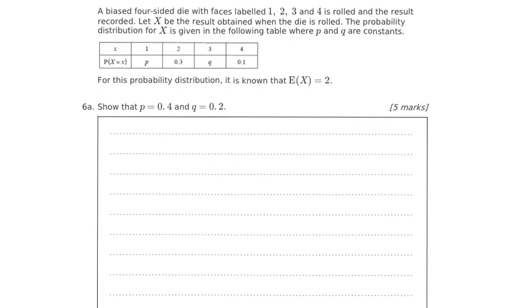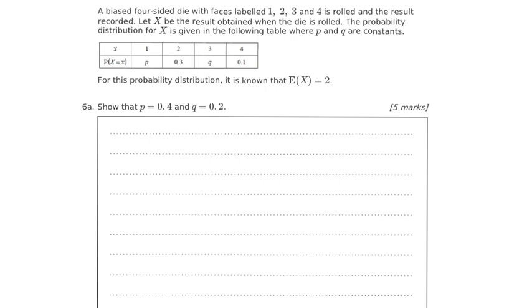A biased four-sided die with faces labelled 1, 2, 3 and 4 is rolled and the results recorded. Let X be the result obtained when the die is rolled. The probability distribution for X is given in the following table, where P and Q are constants. For this probability distribution, it is known that the expected value of X is equal to 2. 6a. Show that P equals 0.4 and Q equals 0.2.